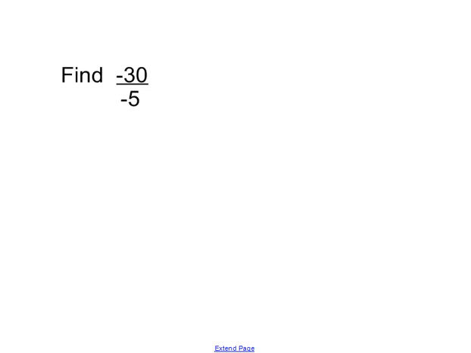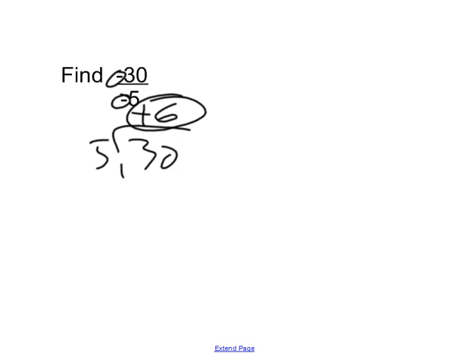Negative 30 divided by 5. 30 divided by 5 would go 6 times. Since the signs are the same, it must be a plus 6. The answer is plus 6.